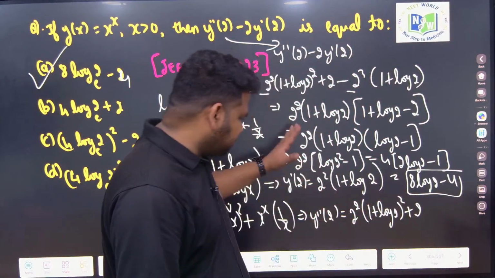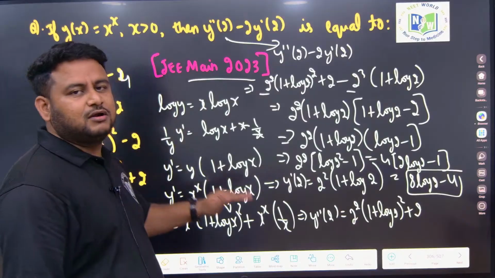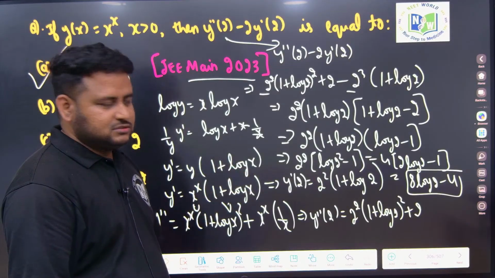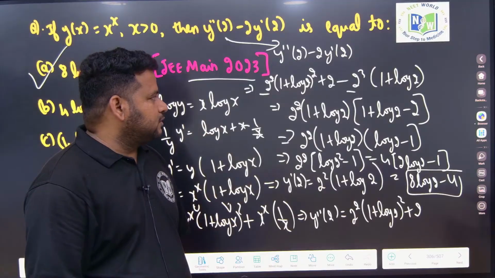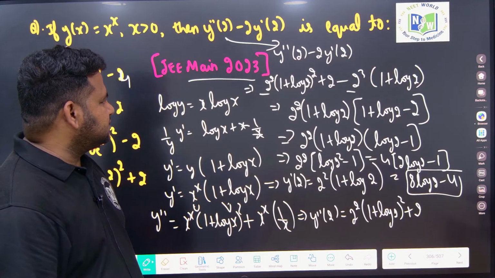This question is not about solving a JEE Mains question, it's about understanding how we do the double order derivative and how we substitute the values. Since 2 is given, wherever x is there, just put 2.